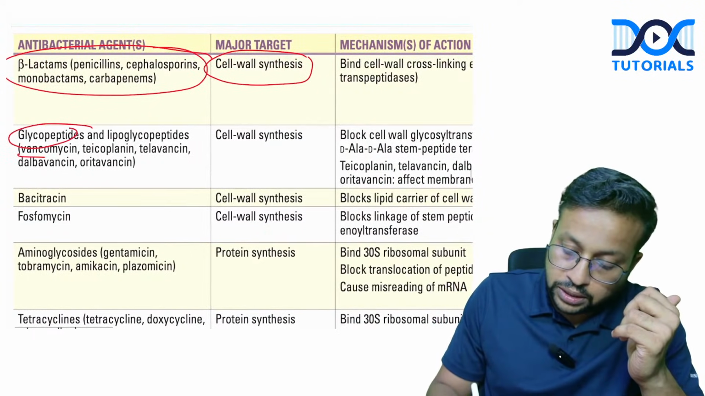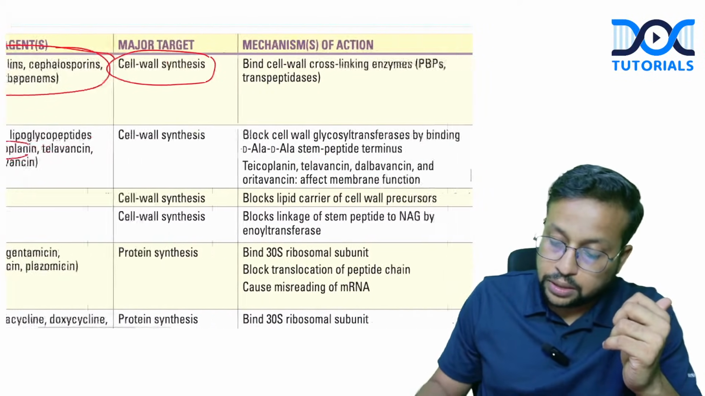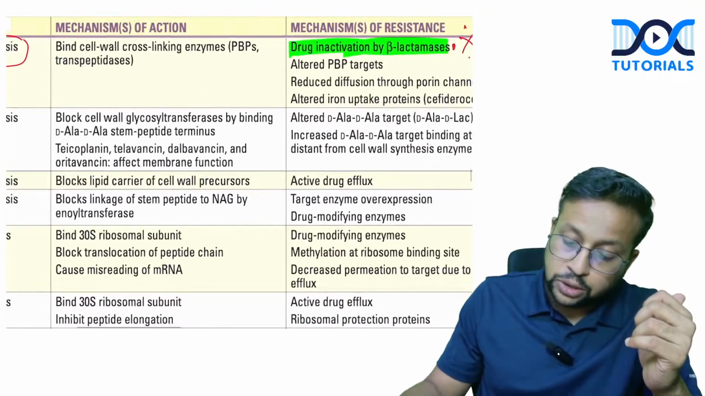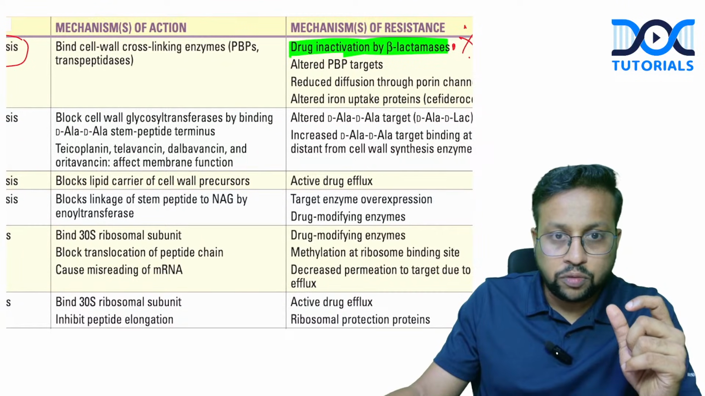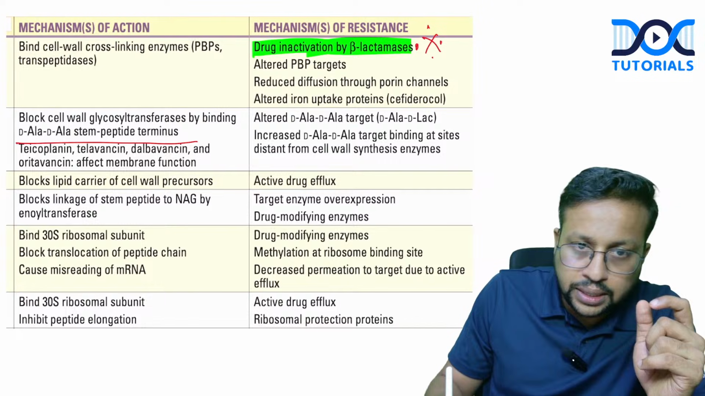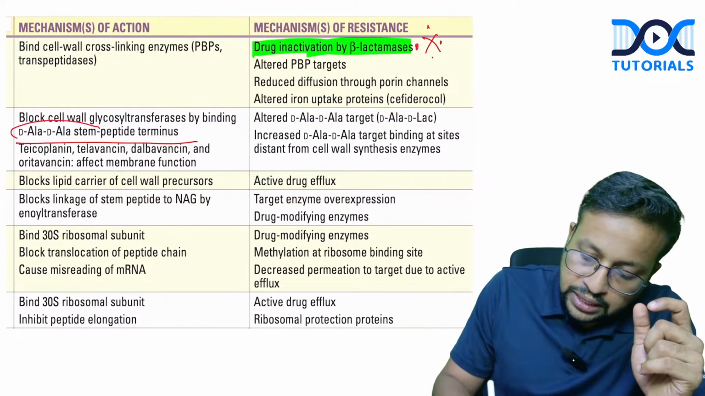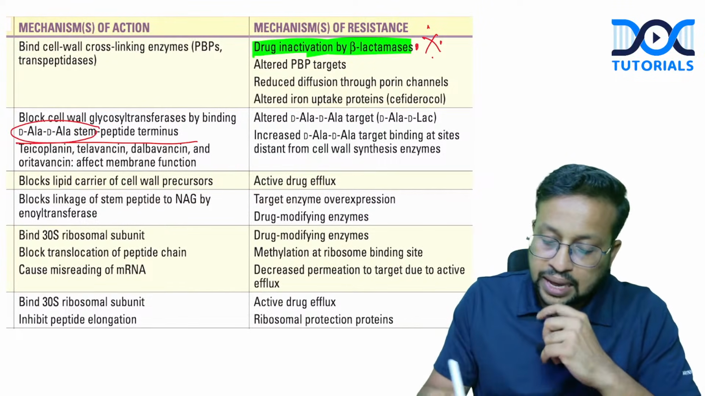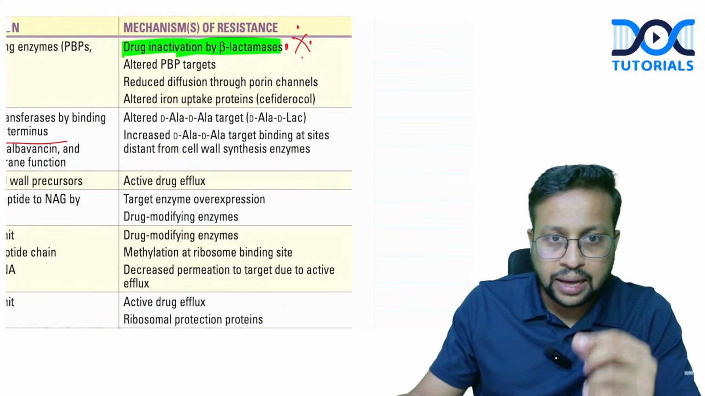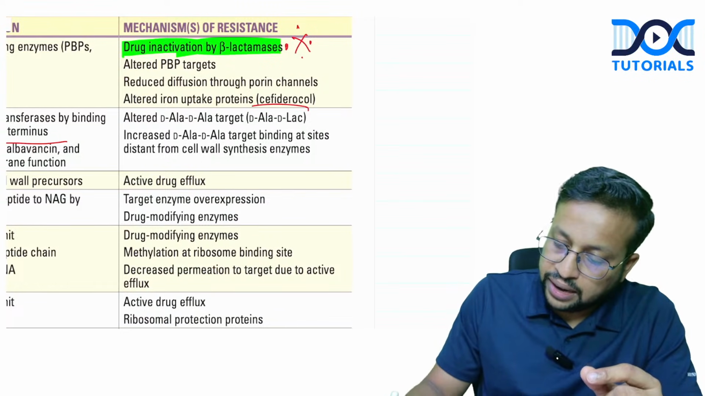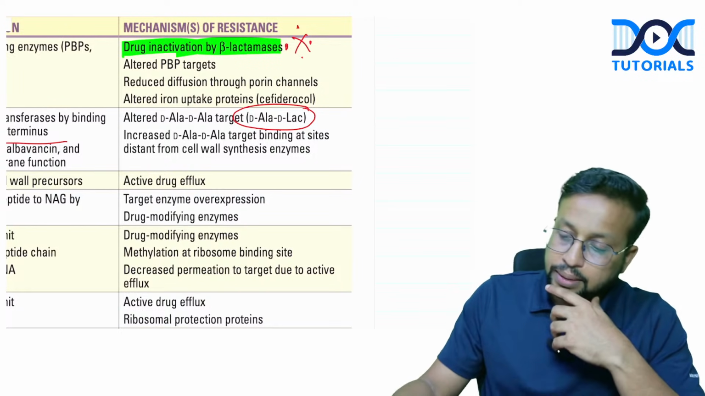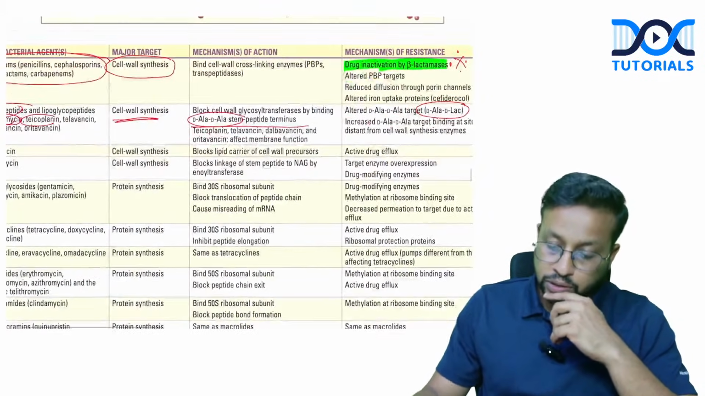Glycopeptides, the important ones being vancomycin and teicoplanin, also inhibit cell wall synthesis. They bind to a particular part of the stem peptide during cell wall synthesis, called the D-ala part. This ala means alanine-alanine. Now what happens is the bacteria changes this alanine-alanine amino acid sequence to D-alanine, D-lactate, and vancomycin cannot bind. That is how bacteria become resistant to vancomycin.